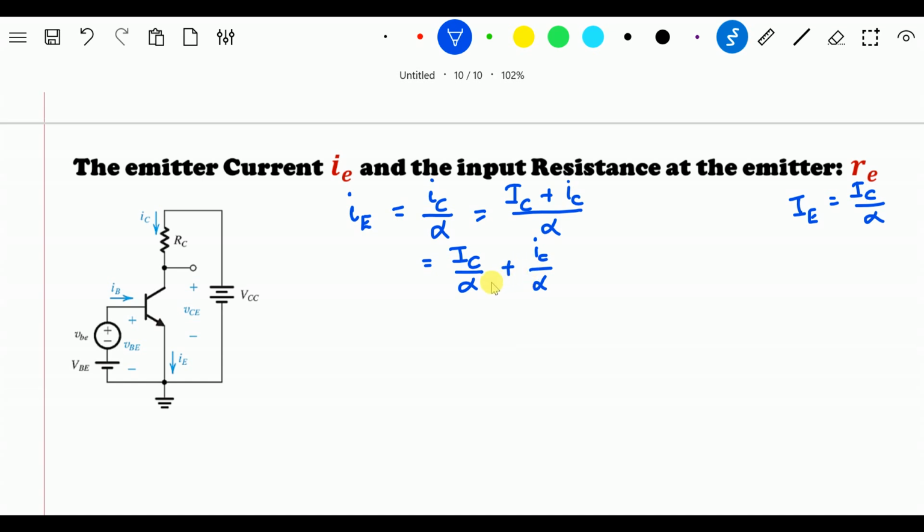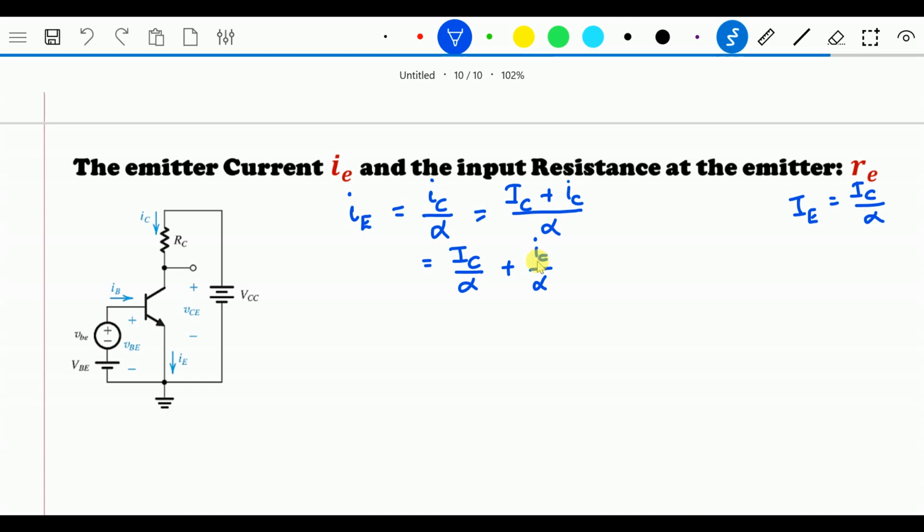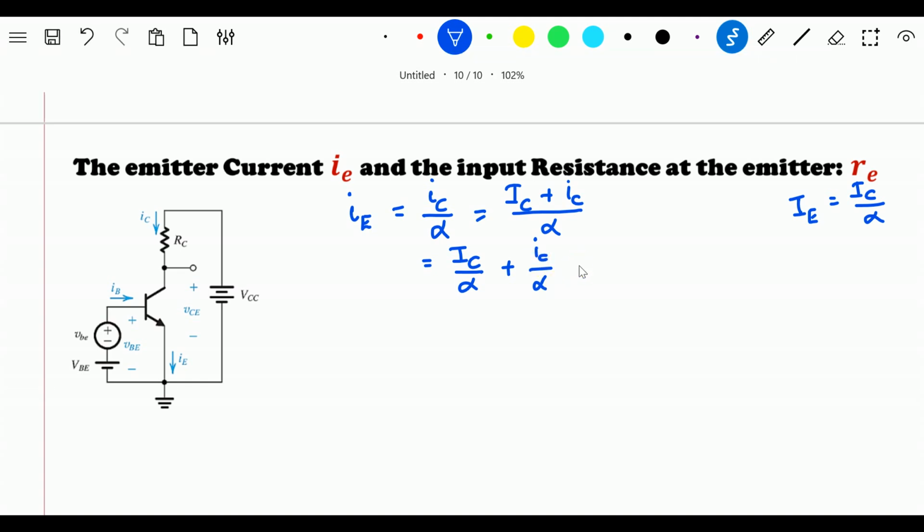Now I can say the small ic we all know, which is capital IC divided by V2 into VB. So if I substitute that, therefore this is your DC current IA and this will be my AC current IE. Okay, so I can say my AC current IE equals your AC current IC by alpha. Okay, this is small c.